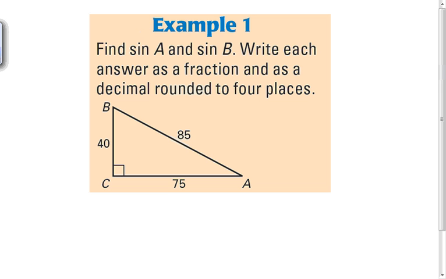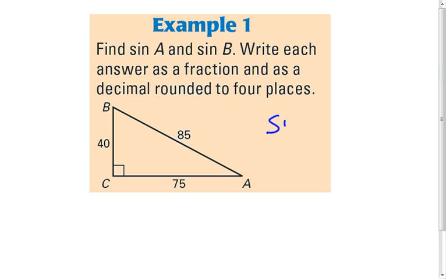So let's just jump right into it, because I think if you get one of these, you get the idea. It's just a matter of looking at the triangle and making sure that things are going to work out for you. So find the sine of A and the sine of B. Now, remember, it's not asking you to find the angle at this point, so we're just finding the sine of A and the sine of B. So write each answer as a fraction and a decimal rounded to 4 places.